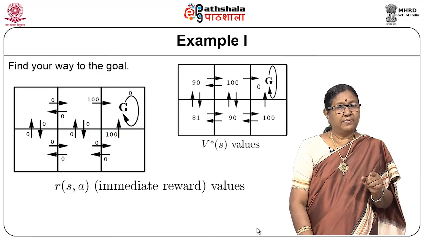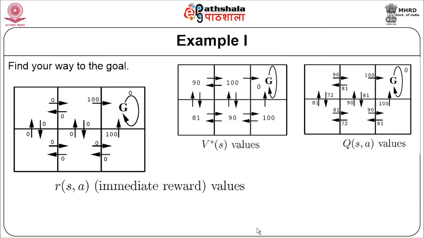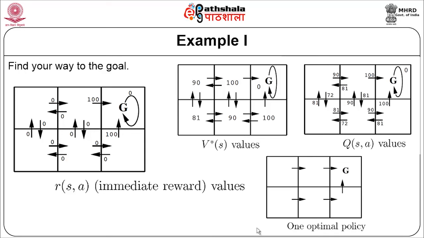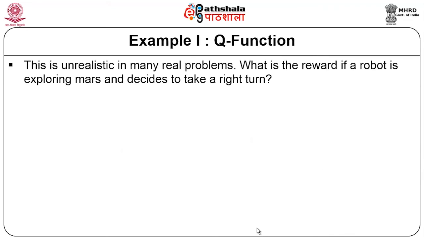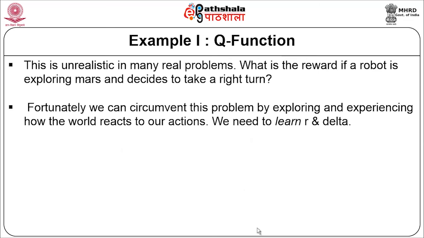Then this is the V value, the value of a state. This is the value of Q, the state-action pair, and this is finally finding one optimal policy. So, this is an example of how to find your way to the goal. This is unrealistic in many problems. What is the reward if a robot is exploring Mars and decides to take a right turn? You cannot define a reward for that.